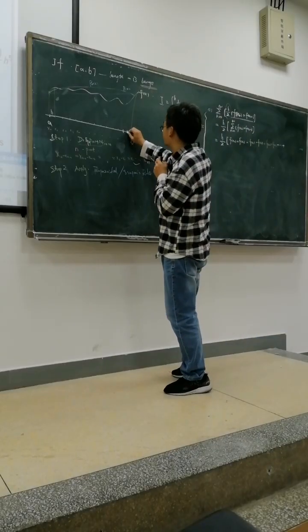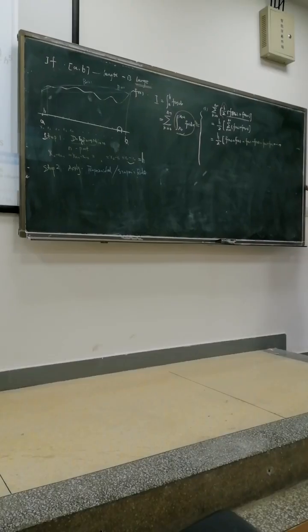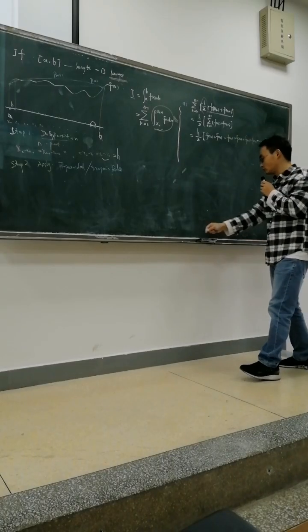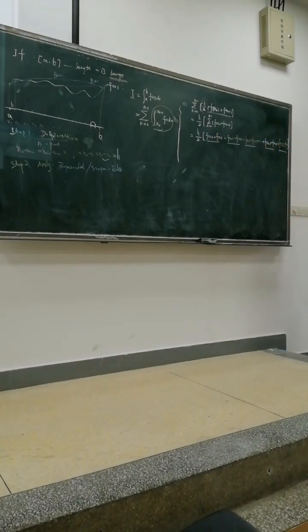At this interval, it should be f of x_{n-2} plus f of x_{n-1}, and the last interval will be f of x_{n-1} plus f of xn, right? Because at each sub-interval, we have applied the rule. Okay, so this is right. Great.